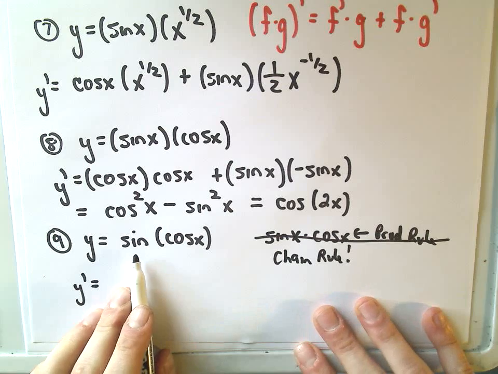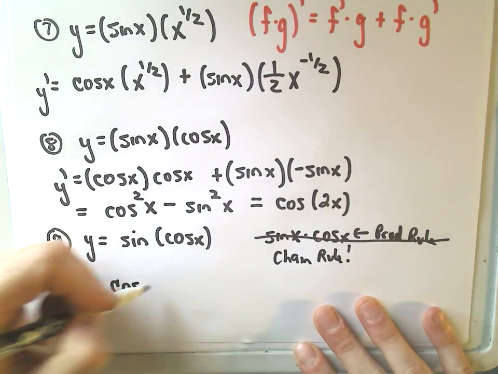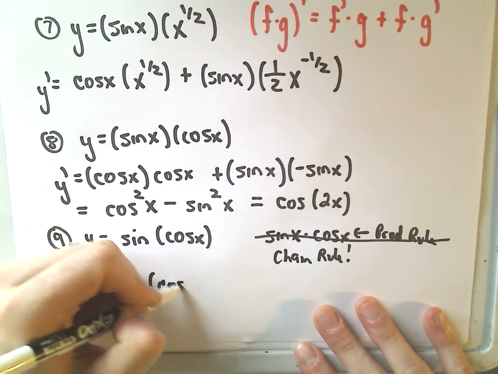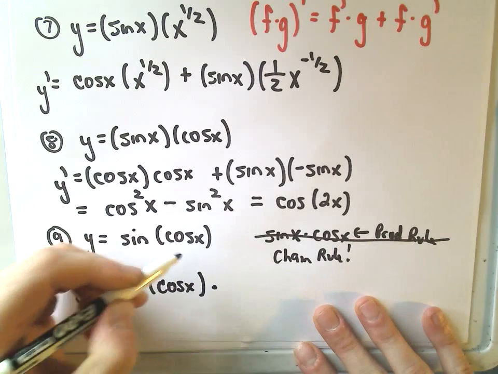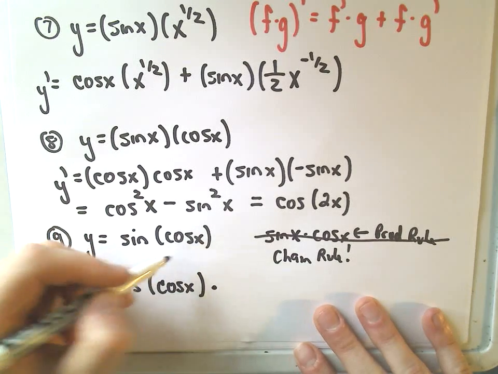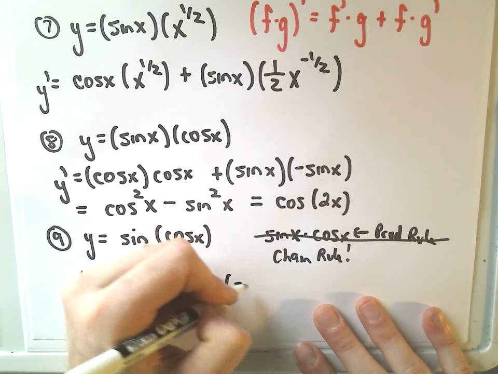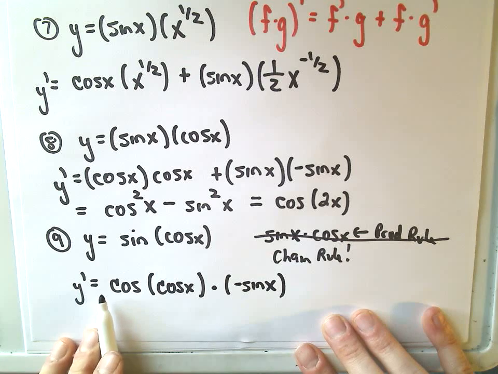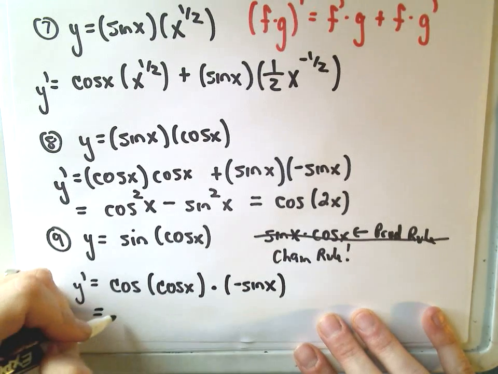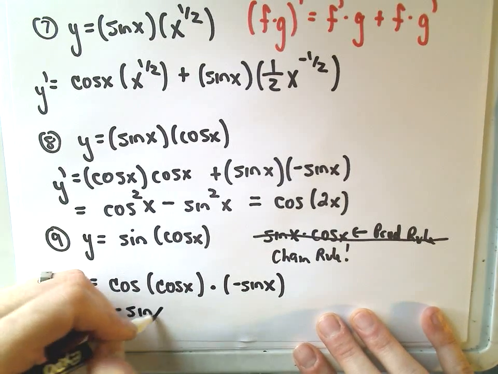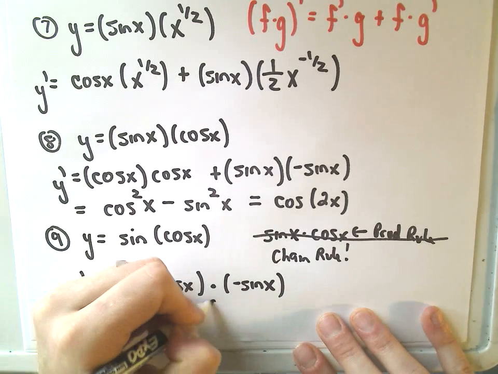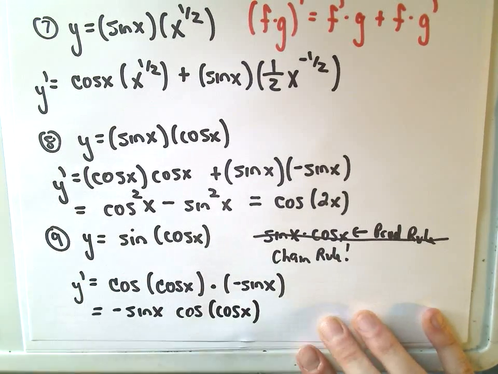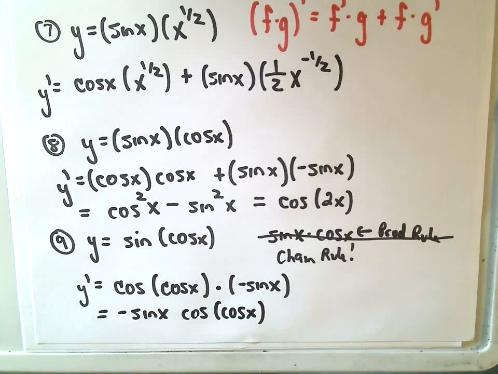Okay, so if we take the derivative, to me, I always think about it as being the outside-inside rule. If you take the derivative of sine, you get cosine. We leave the inside alone. And then by the chain rule, we take the derivative of the inside. So the derivative of cosine is, again, negative sine x. So if you wanted to, you could pull the negative out front. I guess let's do that. I'm even going to write it as negative sine x, and then cosine of cosine x. And we've got our derivative.